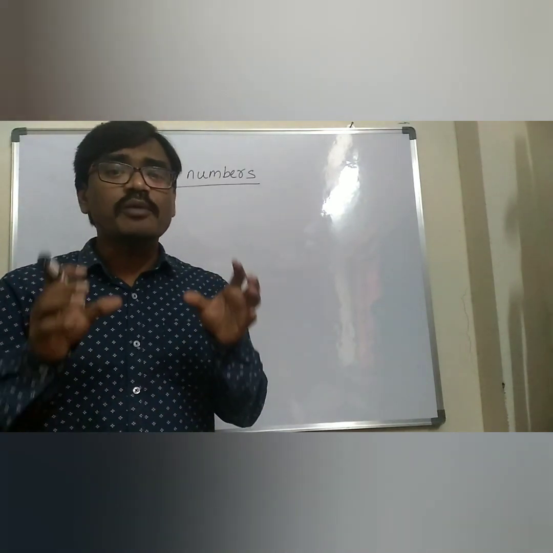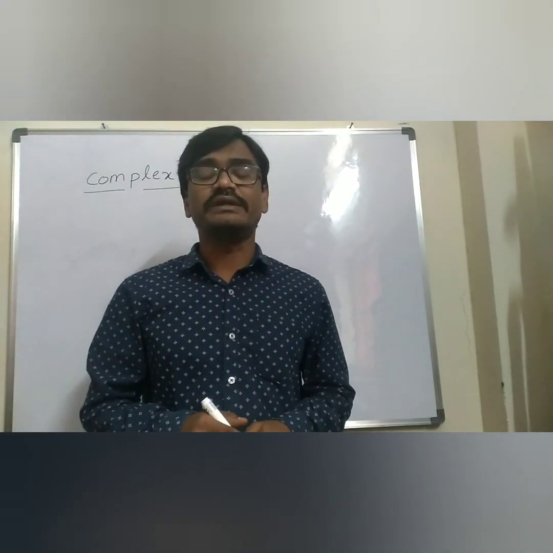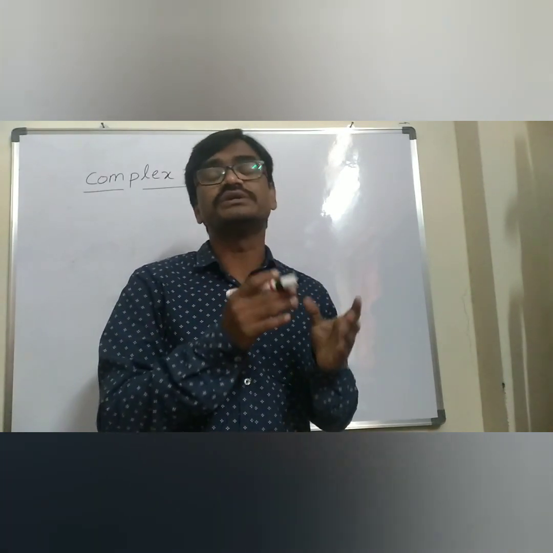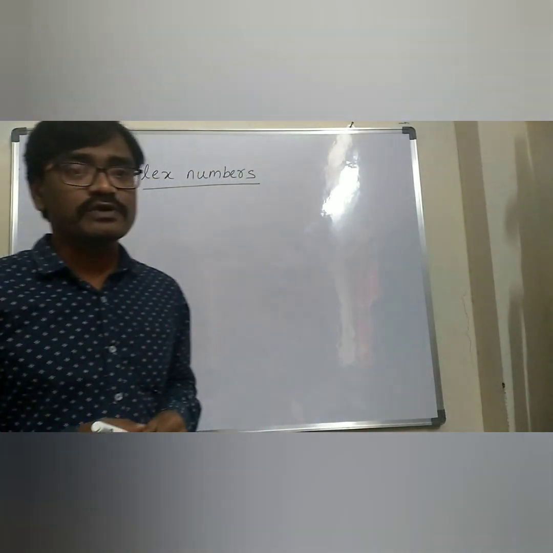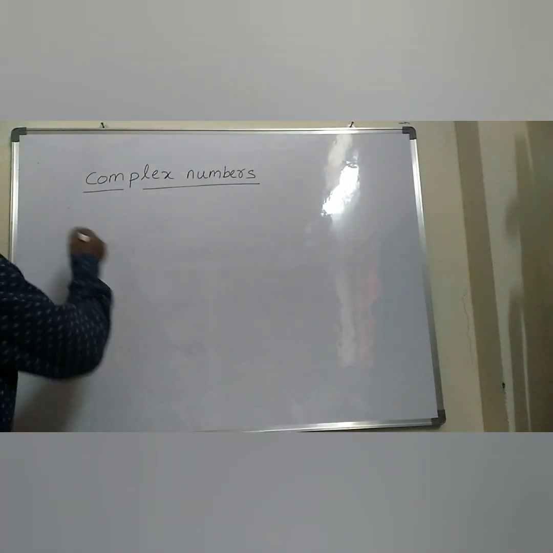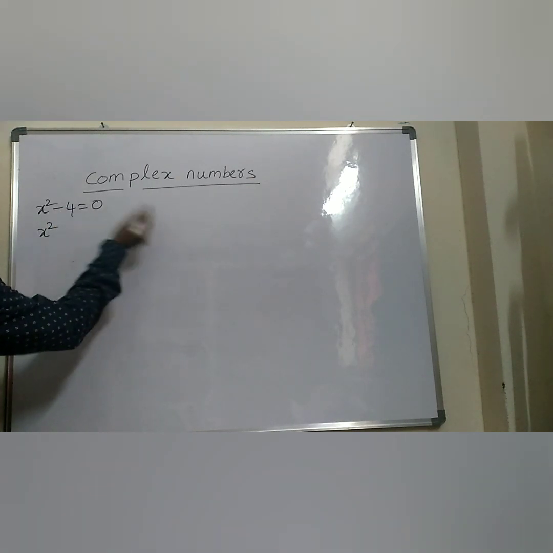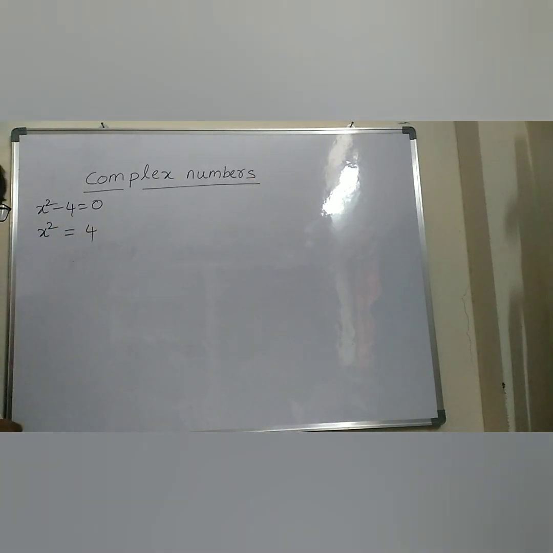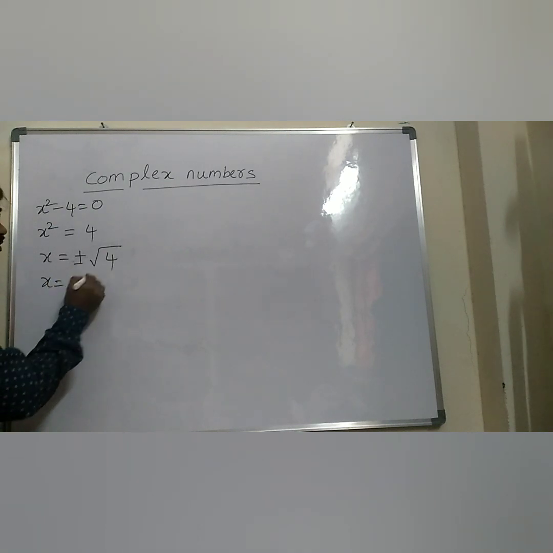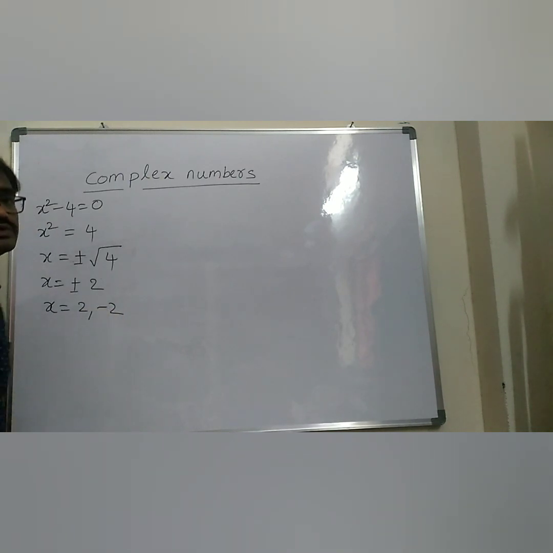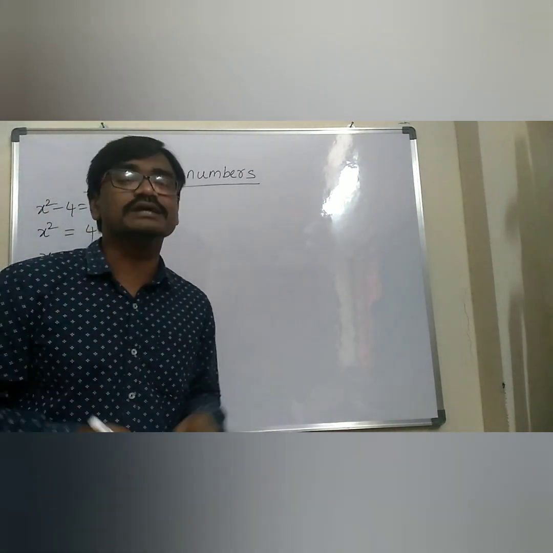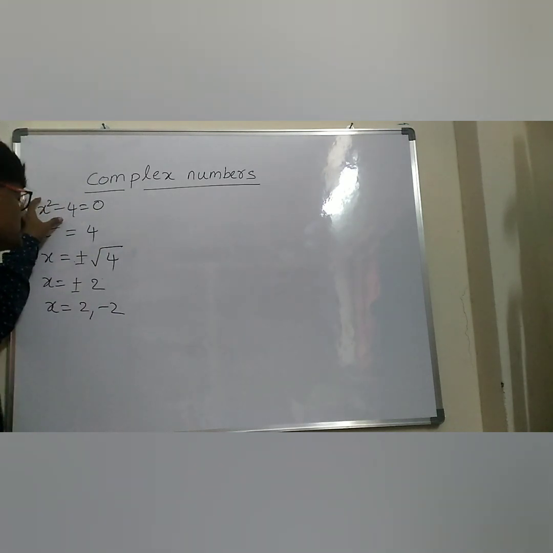Students, why are complex numbers introduced? Let us see. First of all, let us see the solution of x square minus 4 is equal to 0. On moving minus 4 to the right side, you will get x square is equal to 4. Now x is equal to plus or minus square root of 4. Write down the square root of 4 value as 2. Therefore, your x values are plus 2 and minus 2. Students, here we have no difficulty on solving this equation.